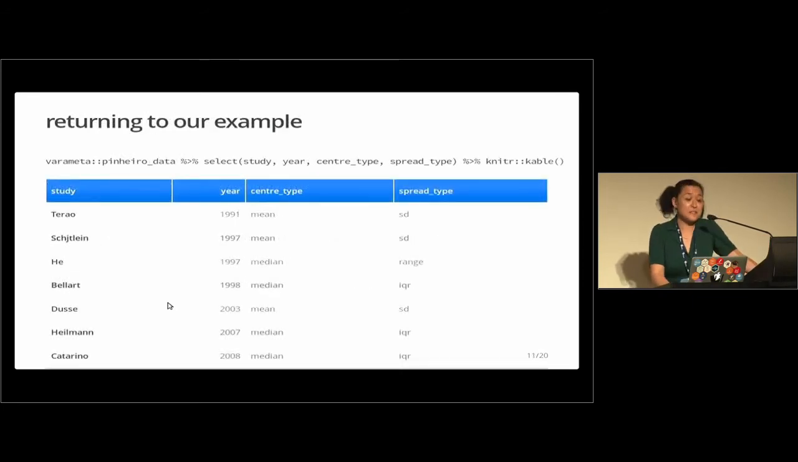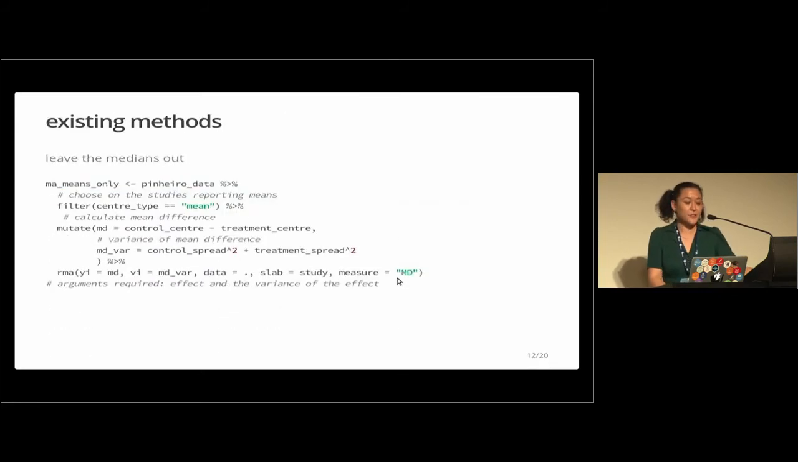So returning back to our example, we have our 7 studies, and we have means and standard deviations for the first 2. So those are fine. The metafor package would be very happy with those. But where we run into issues is where we have the median and the range reported, or the median and the interquartile range. So this is what they did. And this is conventionally what people do, they'll just leave the studies with the medians out.